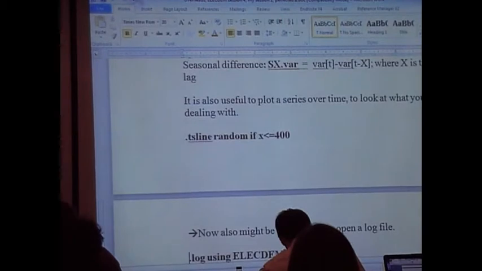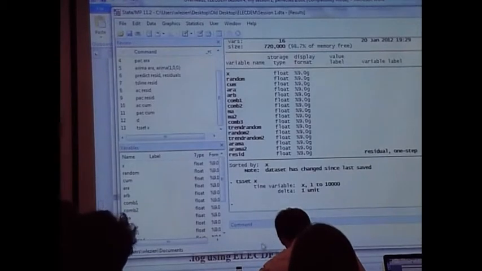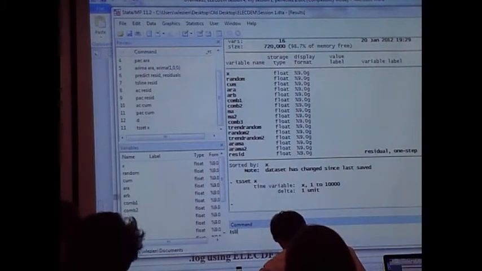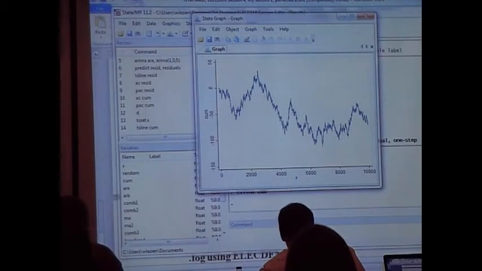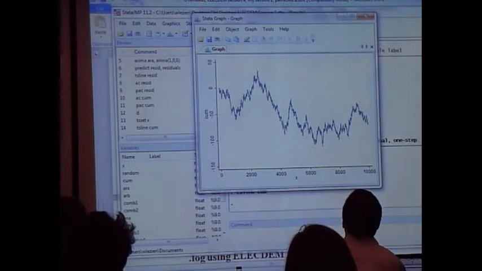Now what we typically want to do when we see a variable is what we've already done. This is just useful to go through again. Take the variable, tsline q. We've looked at this before. See it wanders, right? You know it's a cumulative variable. Is that trend or is that drift?